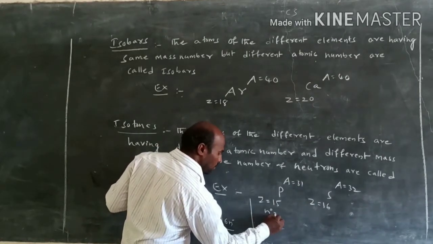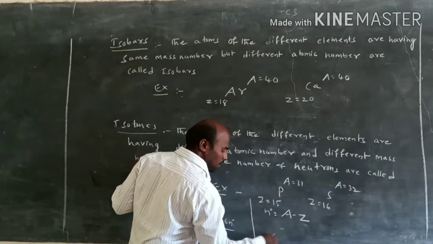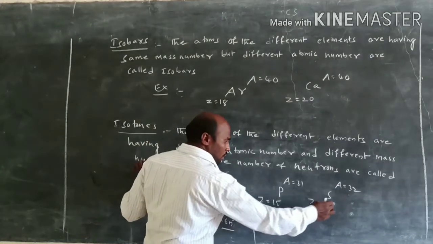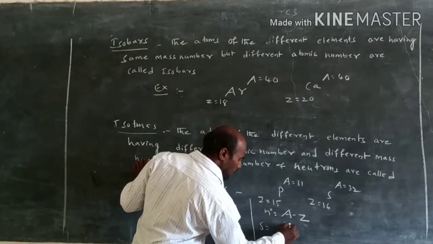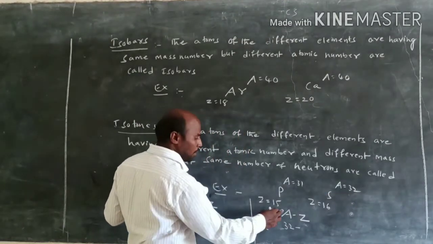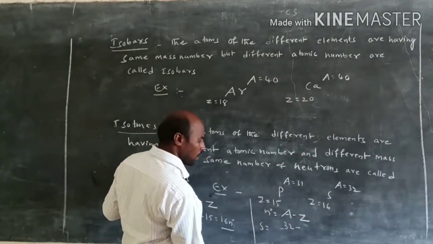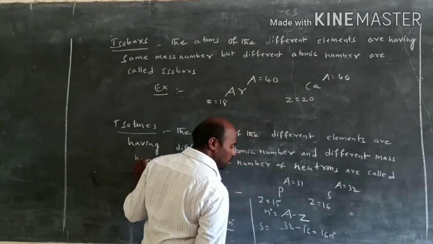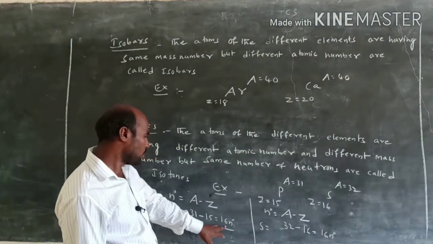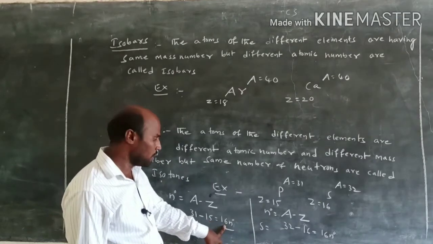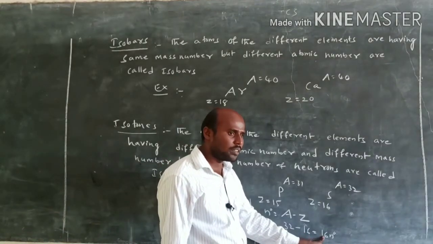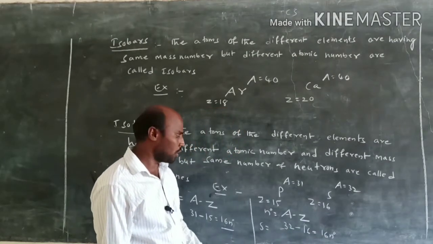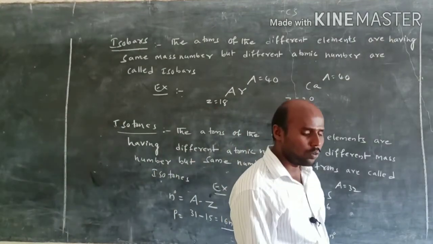Like that here also. Number of neutrons, what is the formula? A minus Z. In the sulfur atom, what is the mass number? Here mass number is 32 minus atomic number Z is equal to 16. That is equal to how many neutrons? 16 neutrons. So in the phosphorus atom the number of neutrons is 16, in the sulfur atom the number of neutrons is 16. So both atoms are having the same number of neutrons, and are called isotones.